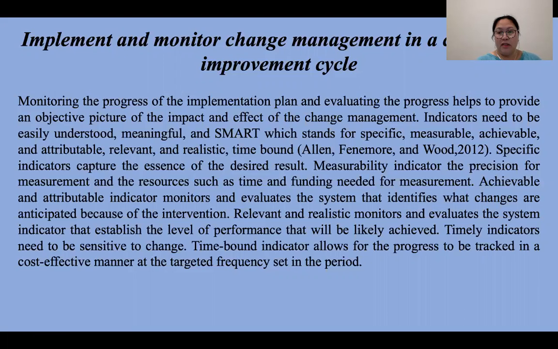the resources, such as time and funding, needed for measurement. Achievable and attributable indicators monitor and evaluate the system that identifies what changes are anticipated because of the intervention. Relevant and realistic indicators monitor and evaluate the system that establishes the level of performance that will likely be achieved. Timely indicators need to be sensitive to change. Time-bound indicators allow for the progress to be tracked in a cost-effective manner at the targeted frequency set in the period.